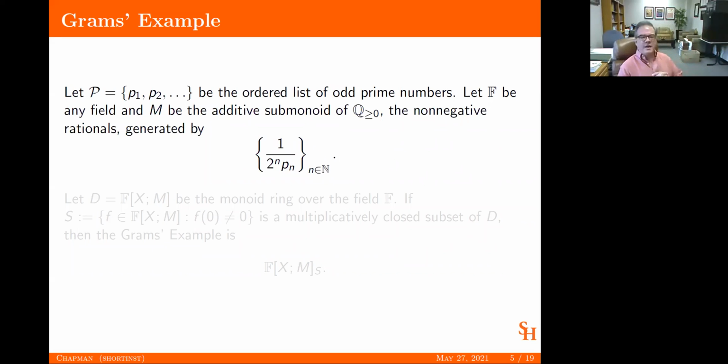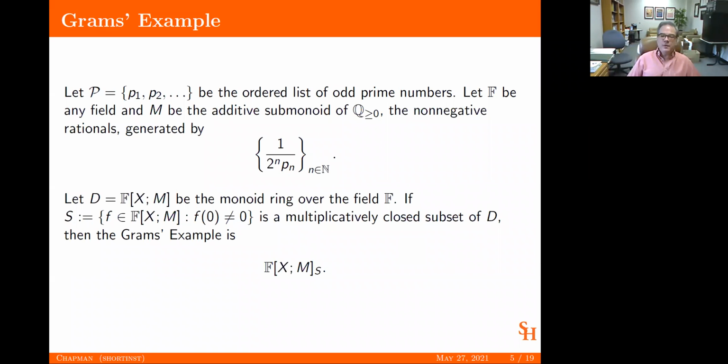Here is Grams's example of an integral domain with ACC, without ACCP, which is atomic. Everything can be factored as a product of irreducibles. I'm going to start with a list of the ordered prime numbers. Pick any field F, and let M be the additive submonoid of the non-negative rationals generated by these terms, 1 over 2 to the n times p_n, where n ranges over the natural numbers. So that's an additive submonoid of the rationals.